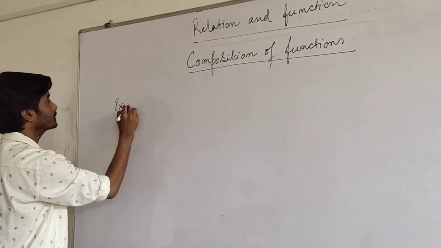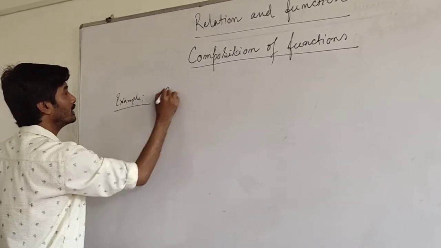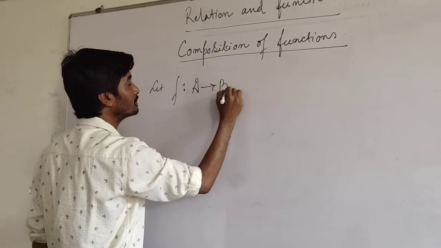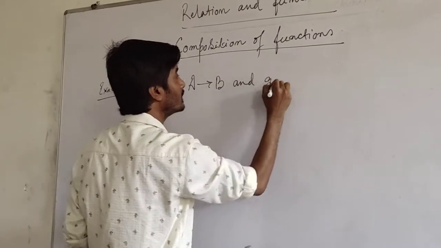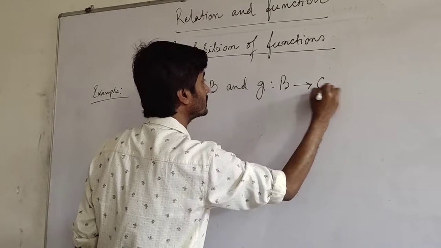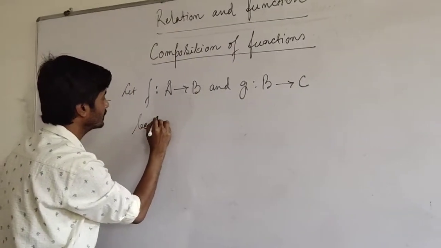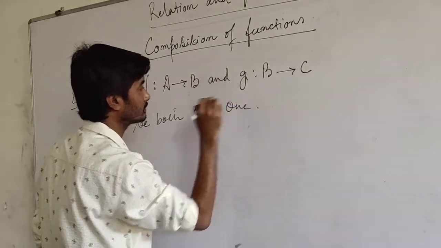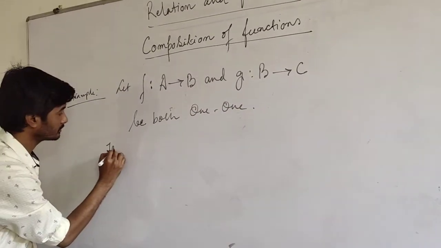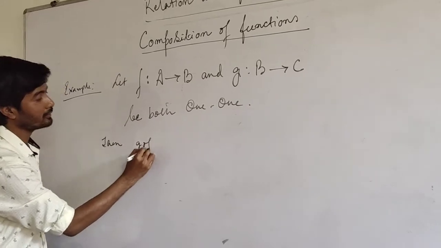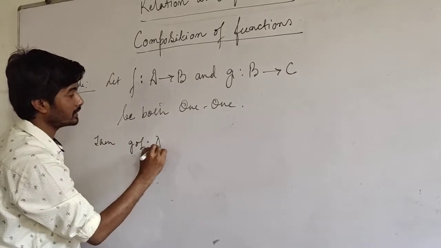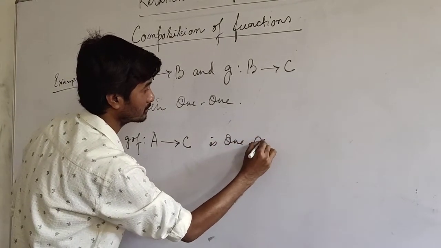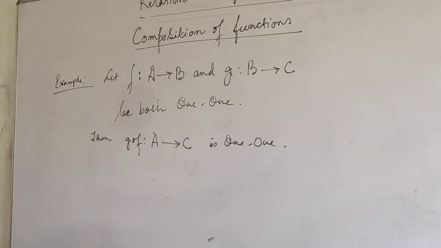Example: let f from set A to set B and Z from set B to set C be both 1-1. Then ZOF from set A to set C is 1-1. So this is a very important result.